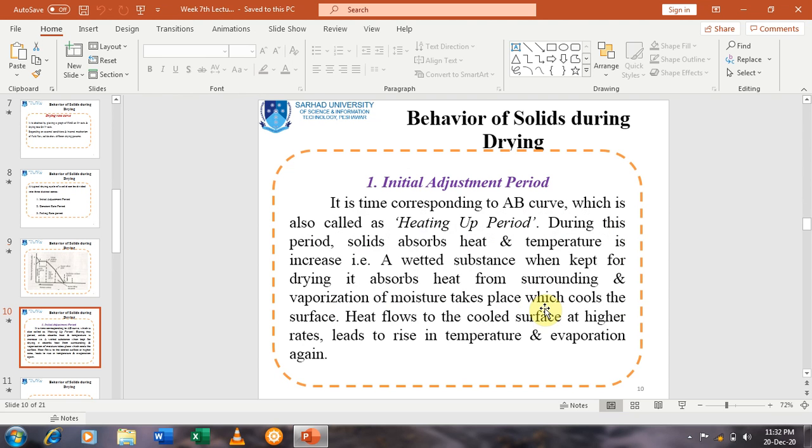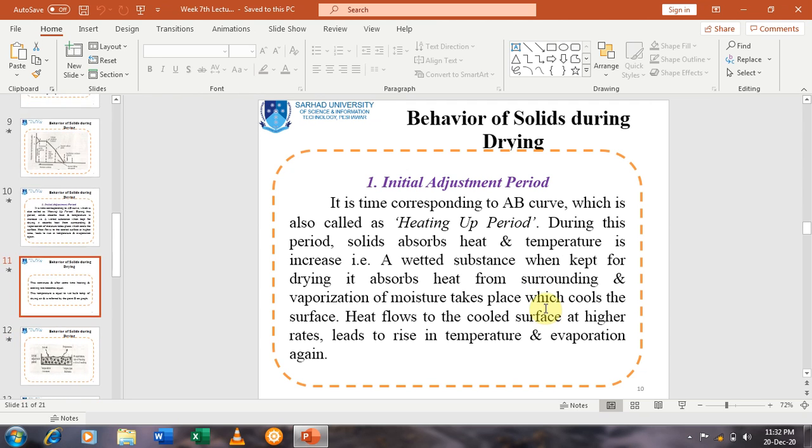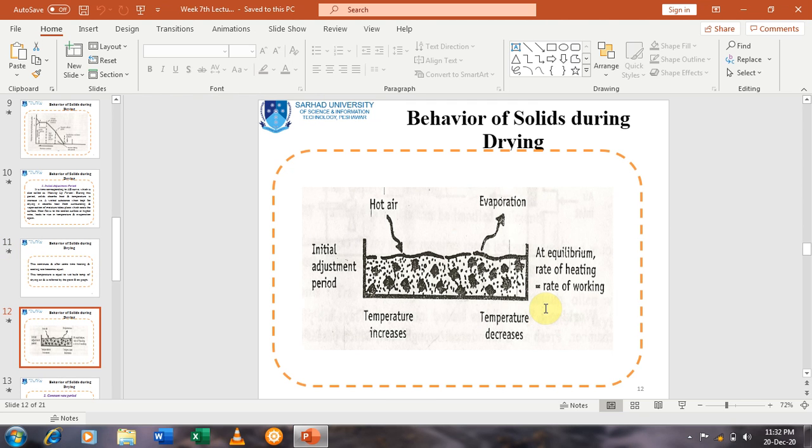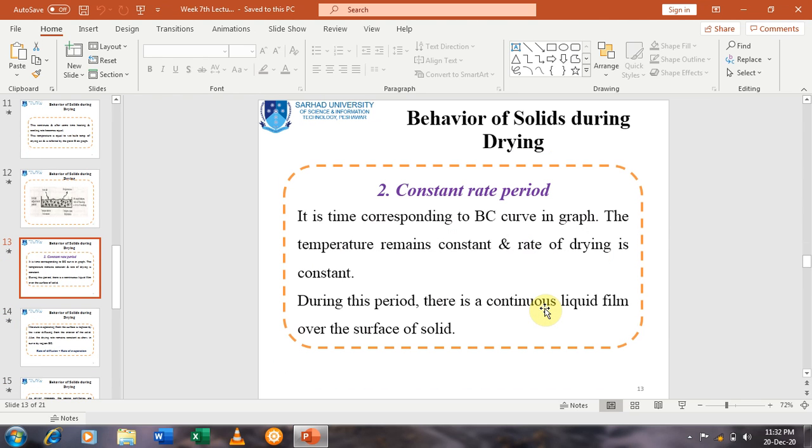And we have the initial adjustment period, that is the curve AB, and it is also termed as the heating up period. What happens to the material during this stage? We have a continuous film formation in the initial adjustment period diagram.